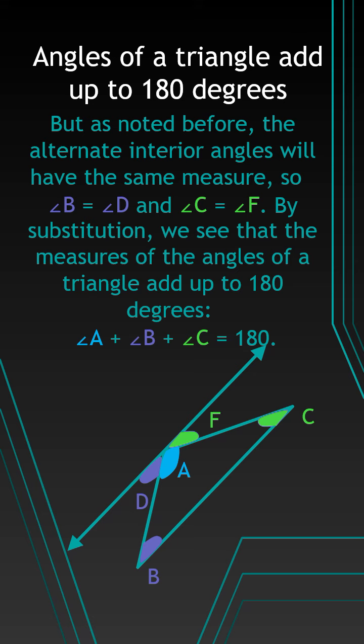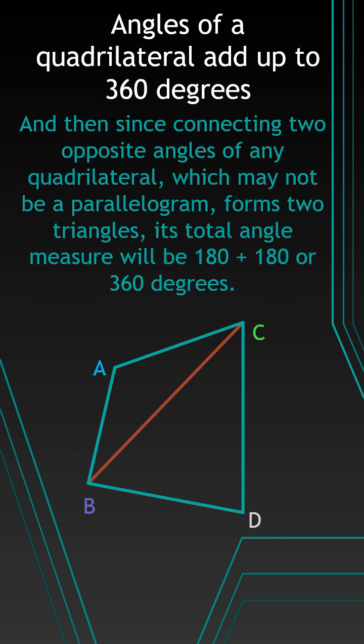By substitution, we see that the measures of the angles of a triangle add up to 180 degrees. So the measure of angle A plus the measure of angle B, which was substituted for D, plus the measure of angle C, which was substituted for F, is equal to 180. And then, since connecting two opposite angles of any quadrilateral, which may not be a parallelogram, forms two triangles, its total angle measure will be 180 plus 180, or 360 degrees.